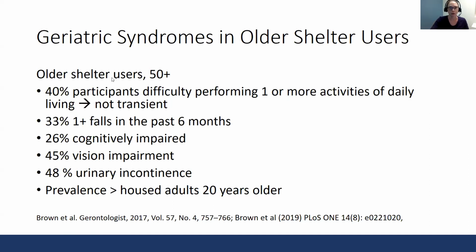But again, in our older shelter users, 50 plus is when we start to see, especially in chronically homeless patients, the onset of geriatric syndromes. As mentioned, 40% have difficulty performing one or more activities of daily living. 33% reported one or more falls in the last 6 months. Around 25% are cognitively impaired. 45% have vision impairment. 48% report urinary incontinence. And the prevalence of geriatric syndromes in older adults within the shelter system is greater than in housed older adults that are 20 years older. So we are seeing an increased number of geriatric syndromes at a younger age.